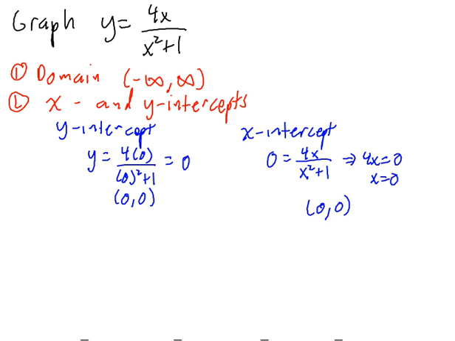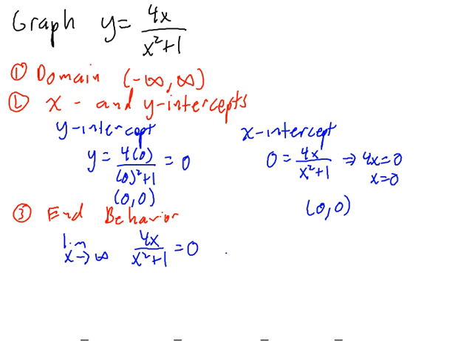Okay, next we look at the behavior of the graph as x goes to infinity. So we look at the limit as x goes to infinity of 4x over x squared plus 1. Since the degree of the denominator is larger than the degree of the numerator, this will equal 0, which will also be the limit as x goes to negative infinity of 4x over x squared plus 1.